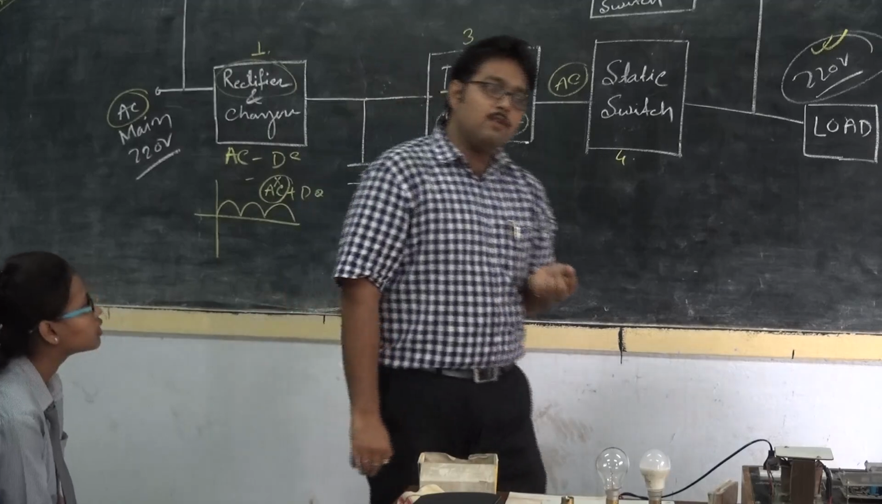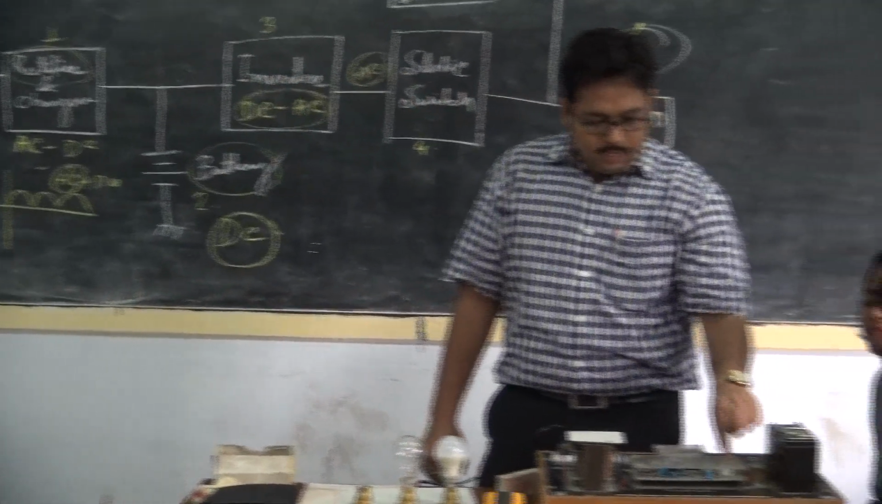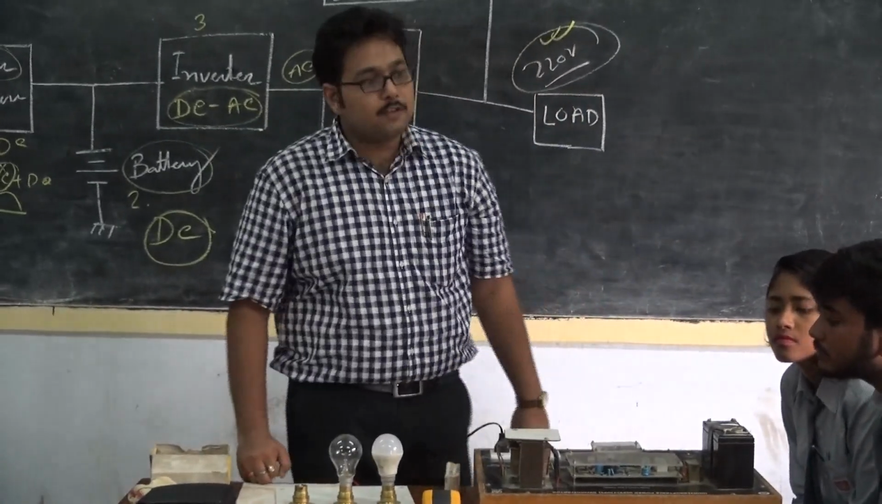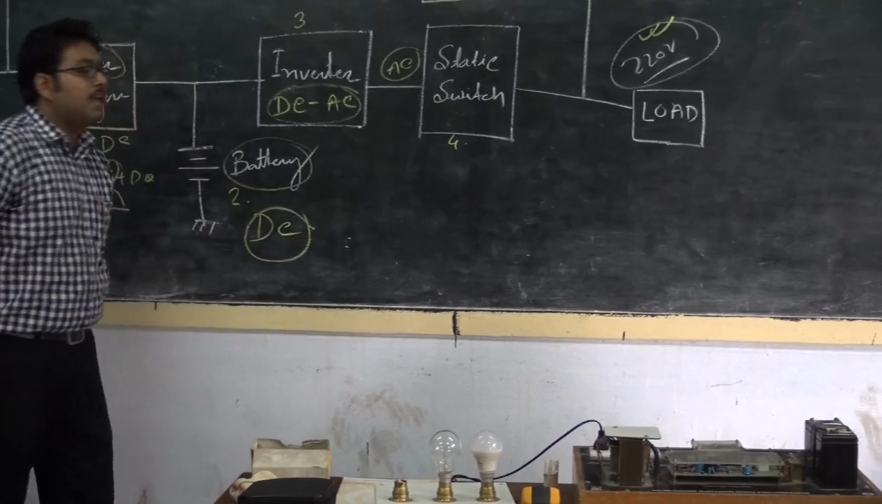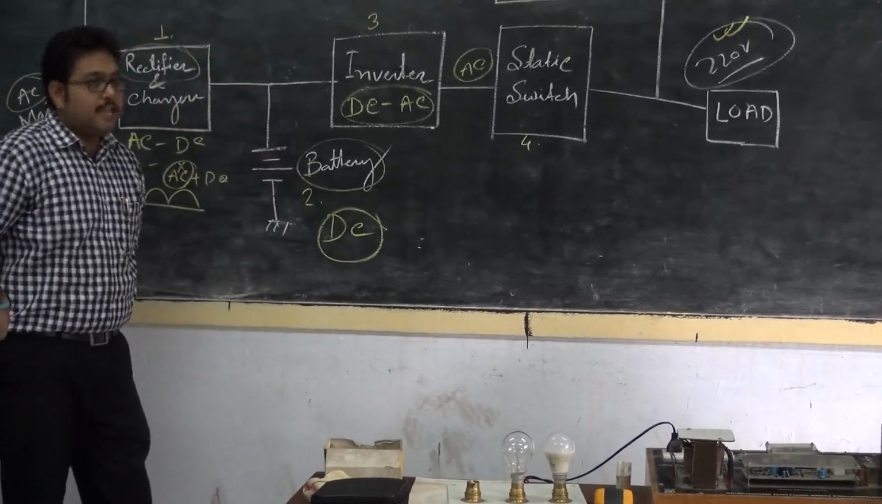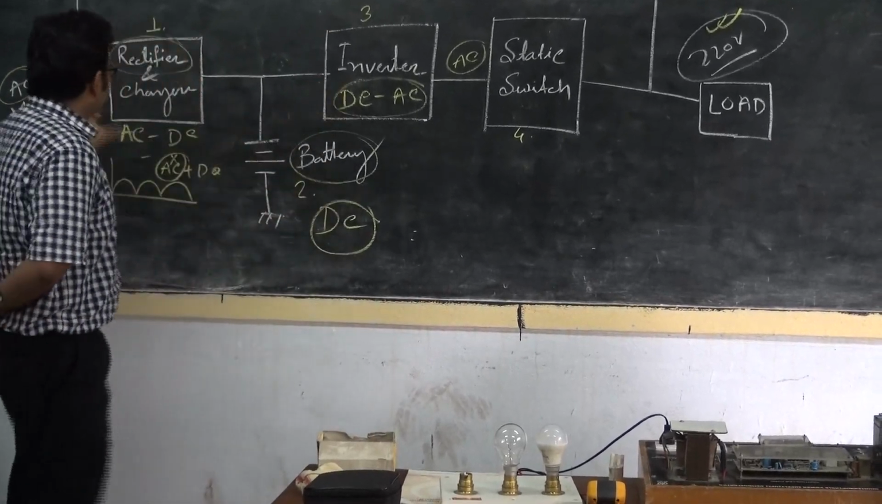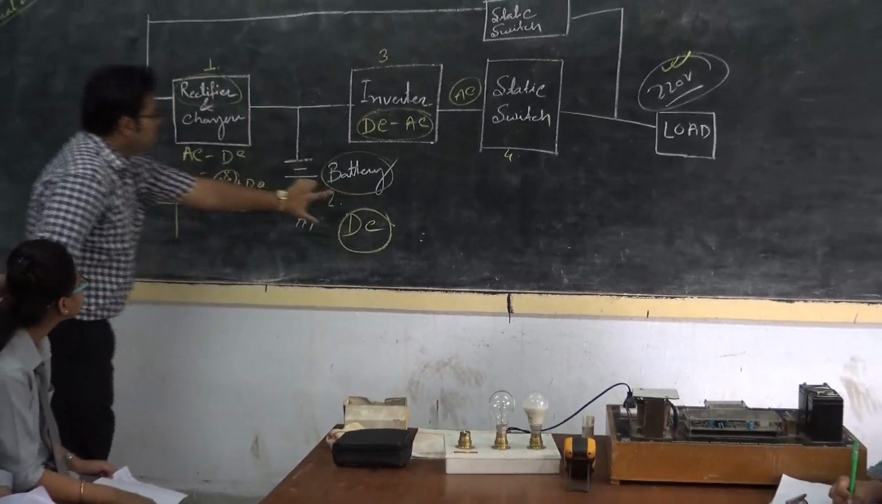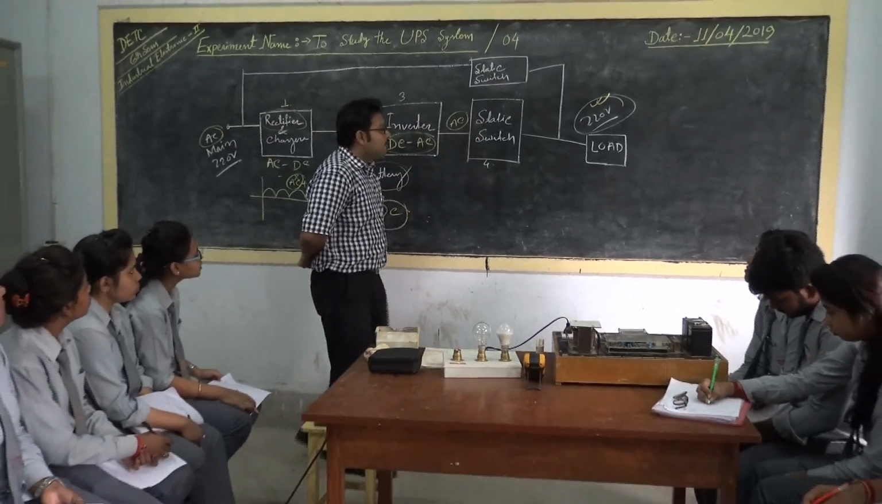Also, a relay is available here. This circuit can be made with a relay, but a static switch is better for a UPS system. It will take 4 to 10 microseconds to change over. Okay. Now, this is the basic building block. So, 1 is the rectifier charger, 2 is the battery, 3 is the inverter, 4 is the static switch.